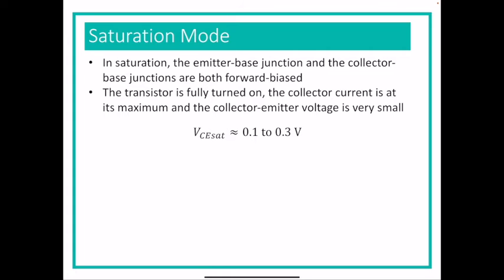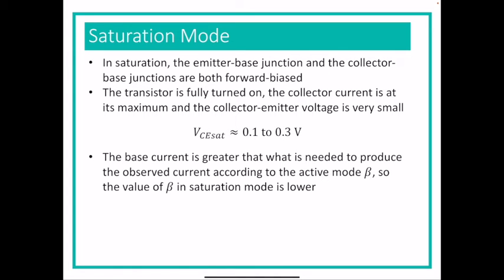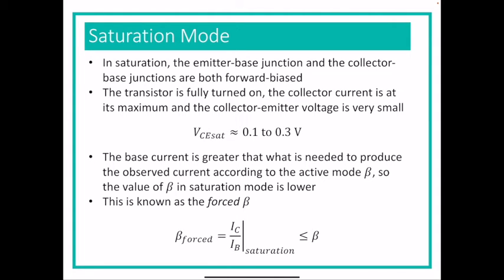What happens when this happens is that the base current ends up changing to adjust, and this means the beta value actually changes. This is something known as the forced beta, and again, we're not going to dwell on it for a long time. Just know that the value of beta changes when you go into saturation mode. So beta really is only useful when one is in active mode.